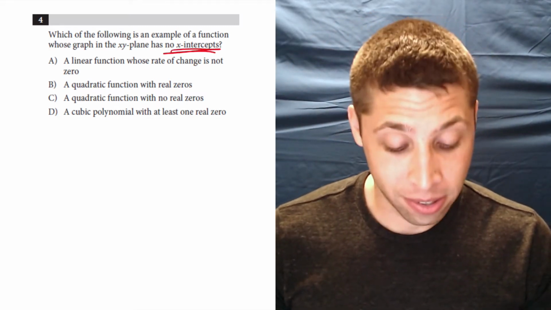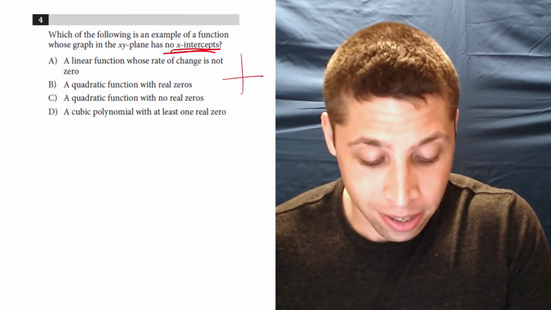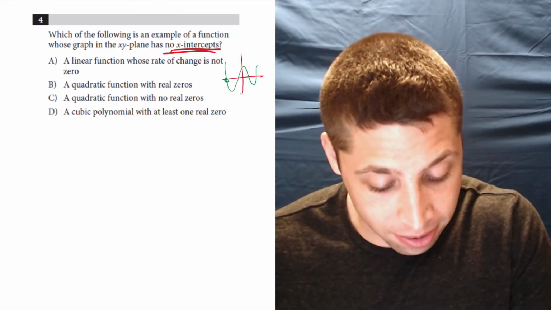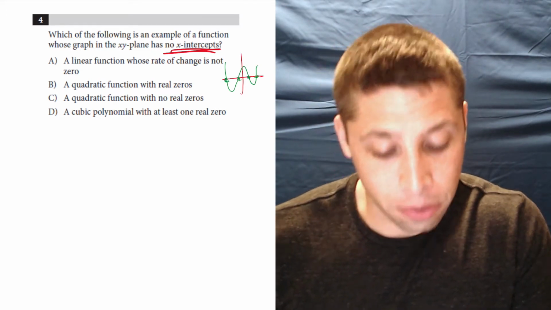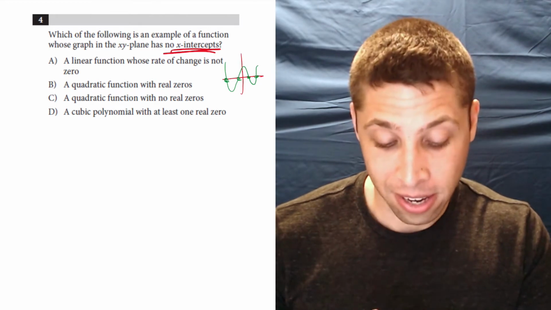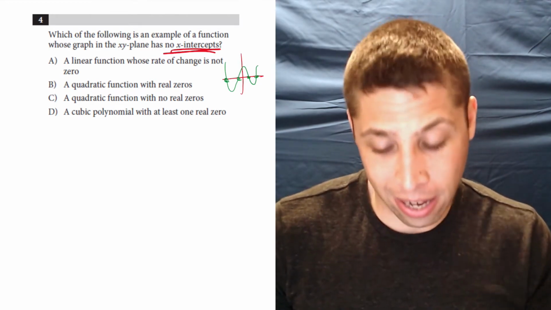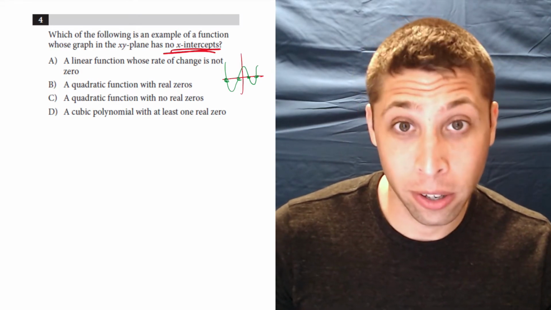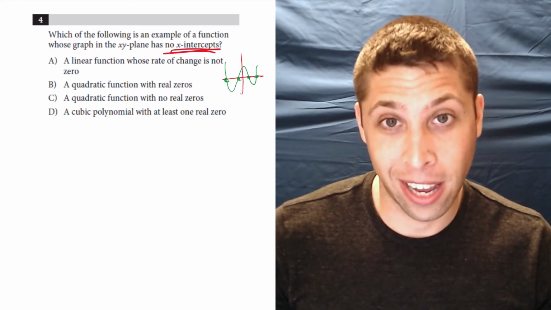Right, so that means you have the x-axis, and if something crosses the x-axis, those are x-intercepts. So it has none of those. It does not touch the x-axis. So let's look at choice A. A linear function whose rate of change is not 0. Okay, so that's kind of weird. So let's skip that for a second.